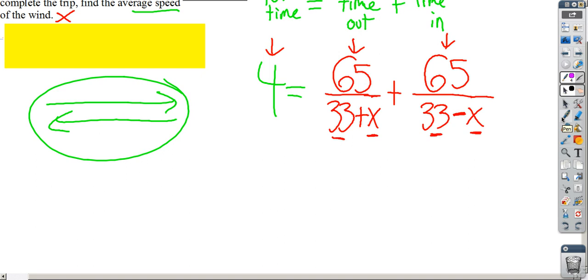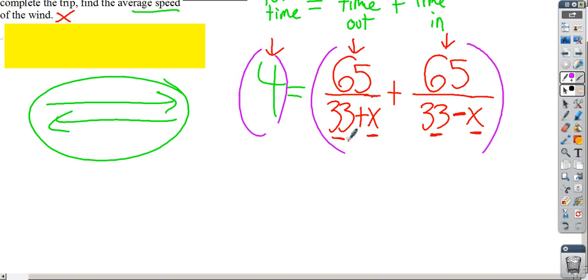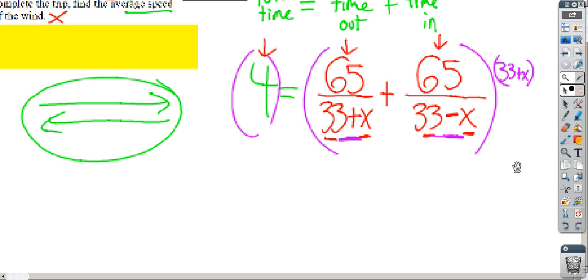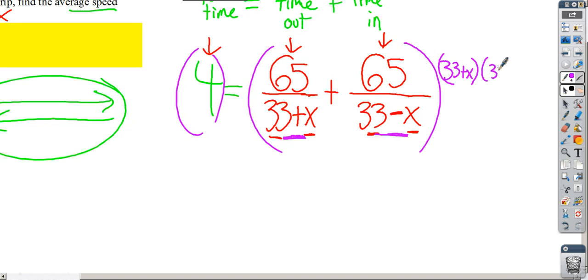So we did a whole bunch of these on the other page. We need to multiply everything by the common denominator, which is (33 + x)(33 − x), because that will cause things to cancel away. Okay, so again, just like the chemistry example with the acid solution, the hard part right here is setting it up correctly. So (33 + x)(33 − x).